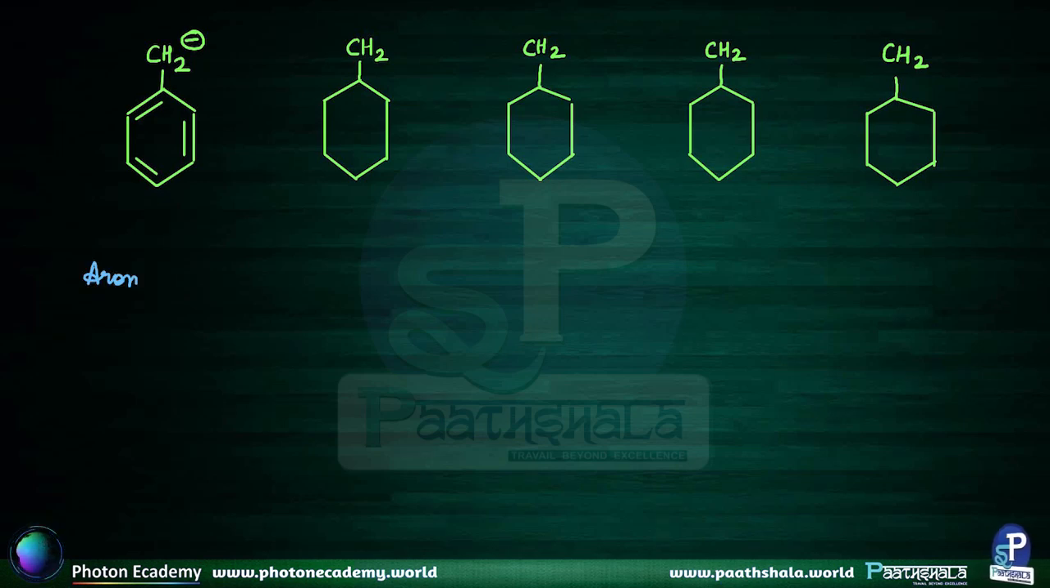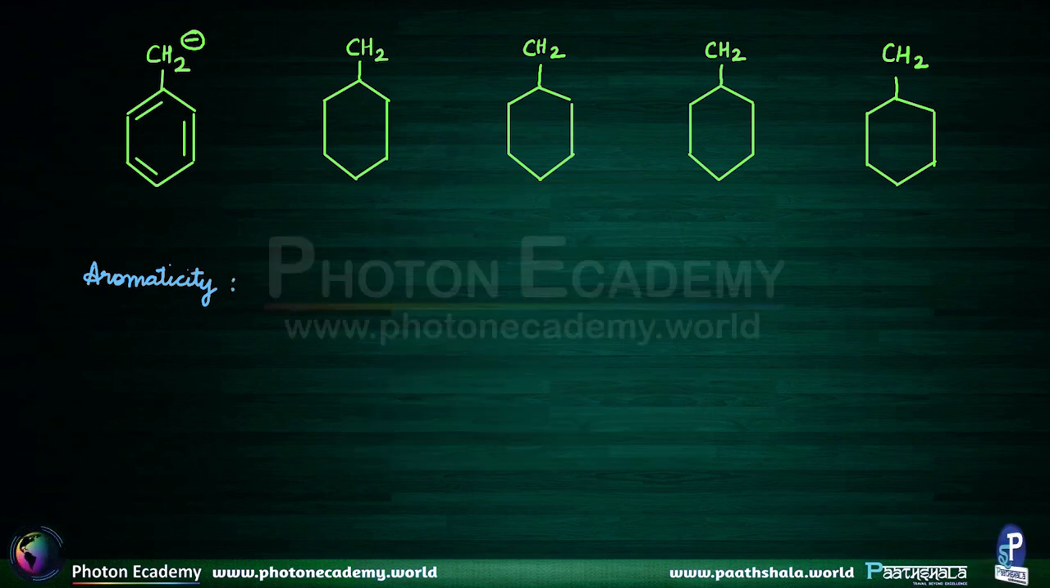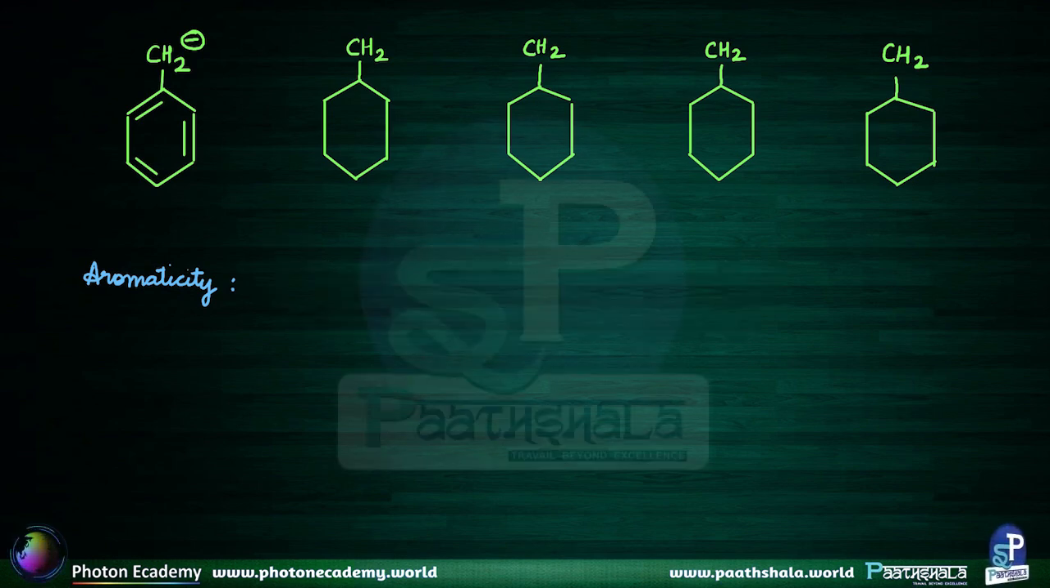So now we're going to discuss the concept of aromaticity in the carbanion. So I have here a carbanion attached to a benzene ring. Being a negative charge in conjugation with the pi, it is going to show resonance. There is going to be delocalization, or the shifting of the negative charge or the pi electrons.